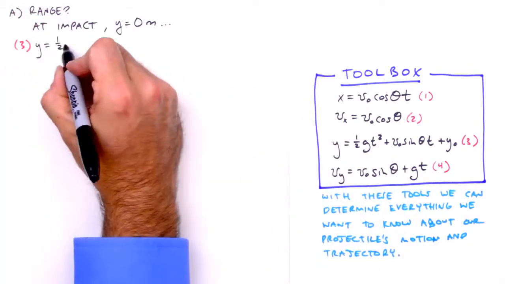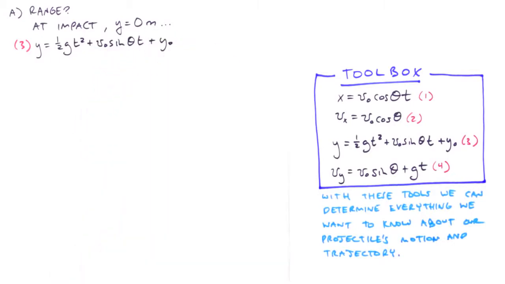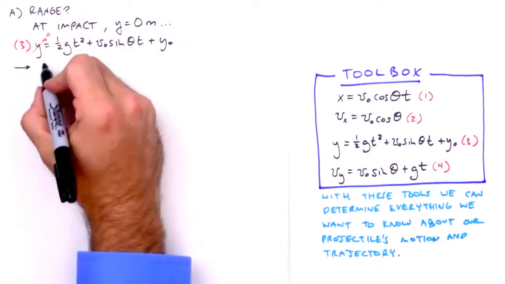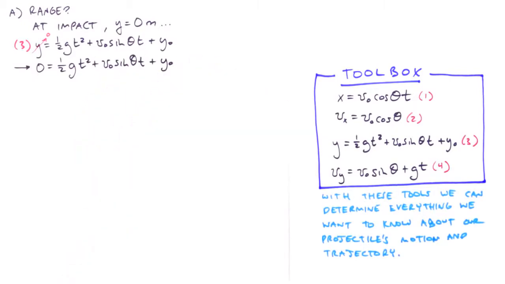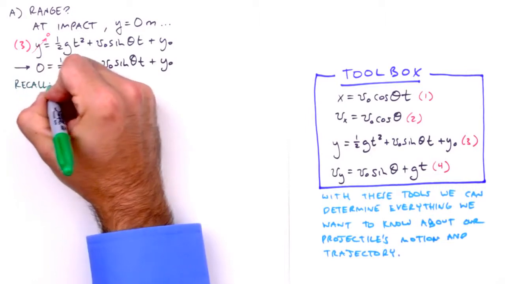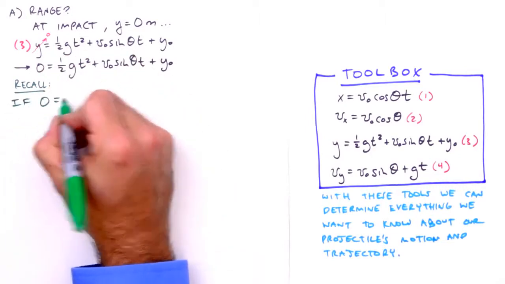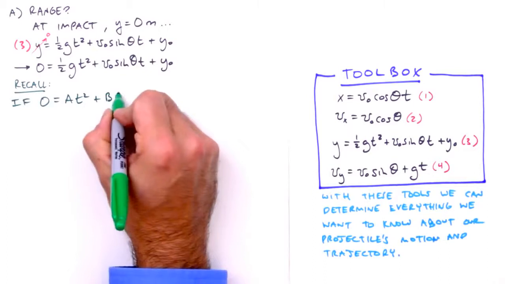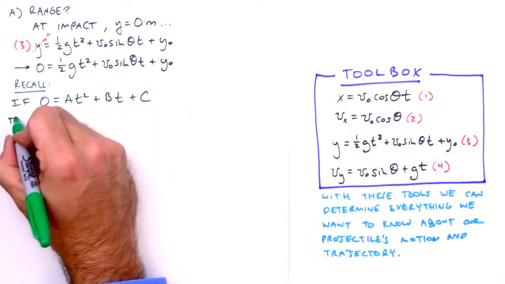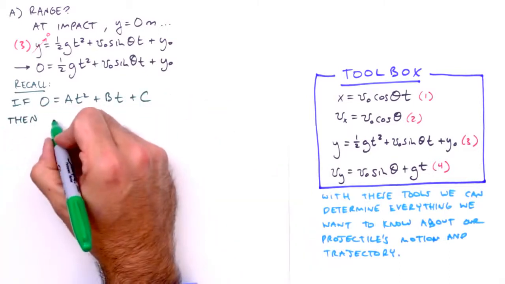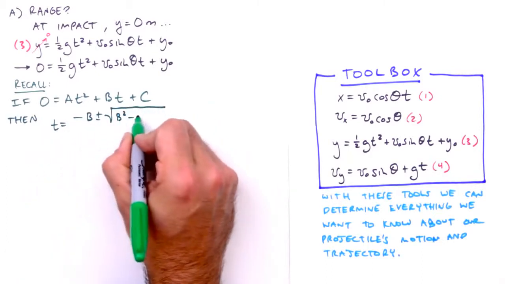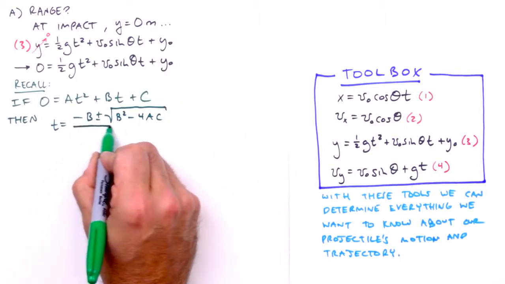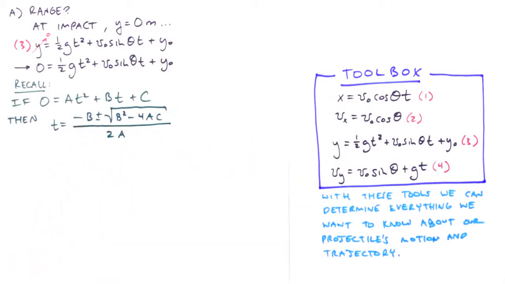So we'll start by writing equation 3. We'll set y to 0 and rewrite for clarity's sake. Does this equation ring any algebraic bells? Perhaps if we recall its more general form and solution. If 0 equals at squared plus bt plus c, where a, b, and c are all constants, then t equals negative b plus or minus the square root of b squared minus 4ac all over 2a. Yep, that's how I remember the quadratic formula.